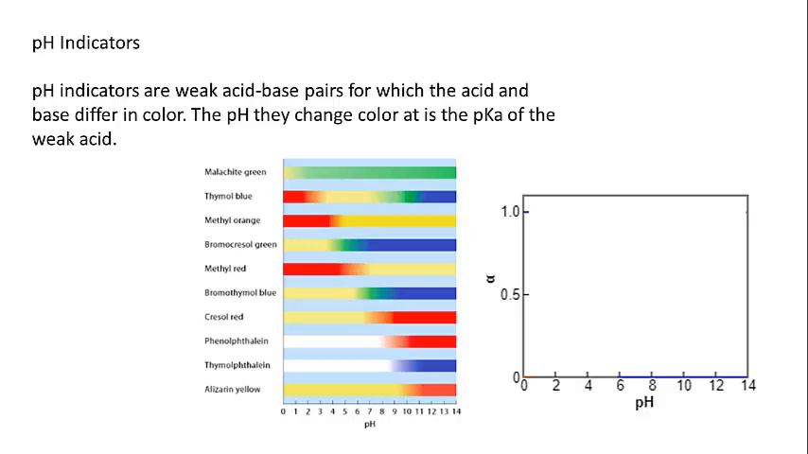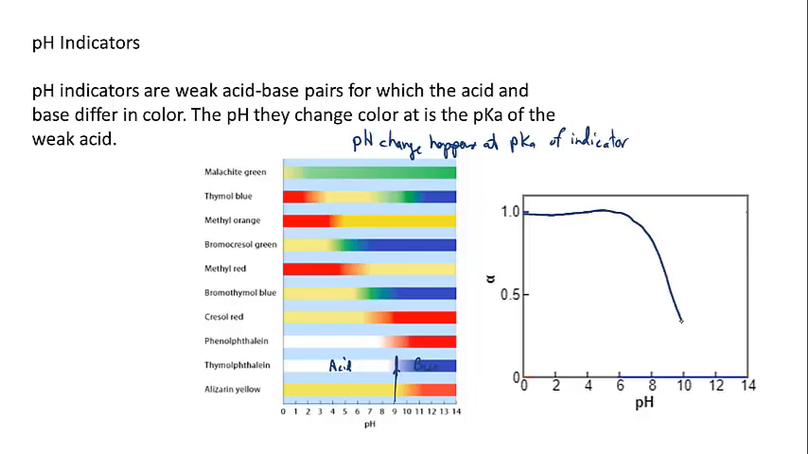And so if you wanted to have a pH indicator that changed at, say, around 9, you would look for something that changes color around 9. And what that means is where it changes color, this is the base form and this is the acid form. And so the color change happens at the pKa of the indicator. So if you had an indicator that essentially went like this and converted over at pH 9, so that was the HA and this was the A minus, that would be a pH indicator like thymolphthalein.